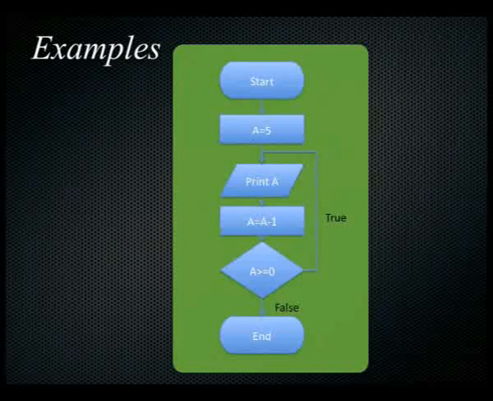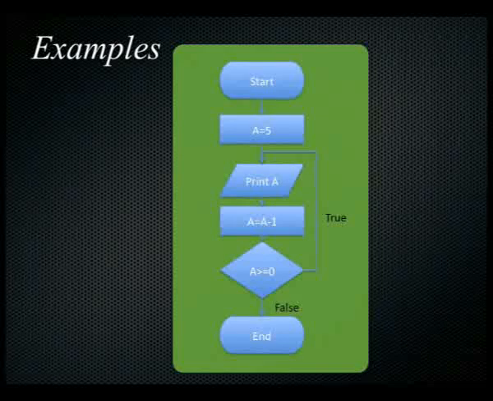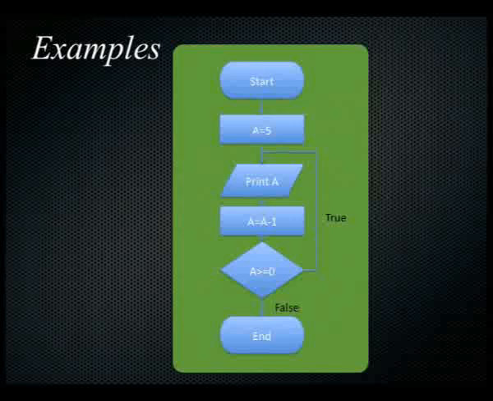So we start at 5, we print a, and then we go a equals a minus 1. We check the condition. If the condition is still true, we go back and we keep printing. So we keep staying in that loop until the value of a is in fact -1. The second a is -1, then we end that flowchart. So you can see that the flowchart would in fact result in the values of 5, 4, 3, 2, 1, 0 being printed to the screen.